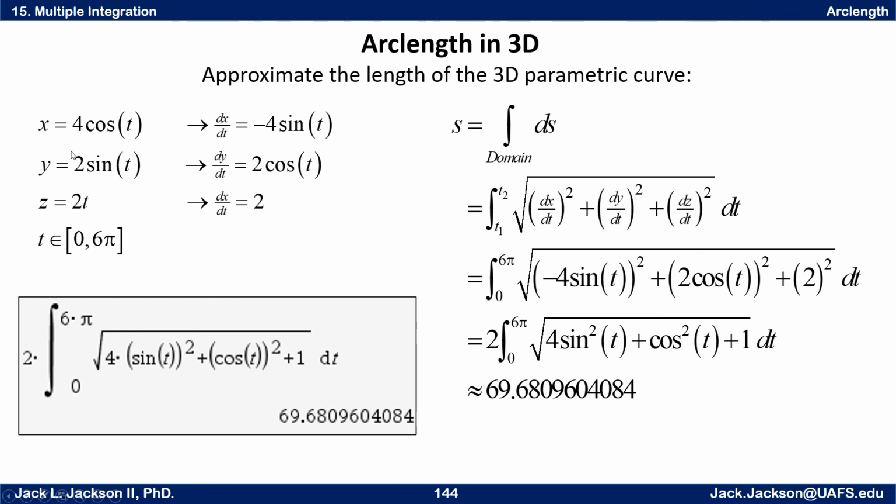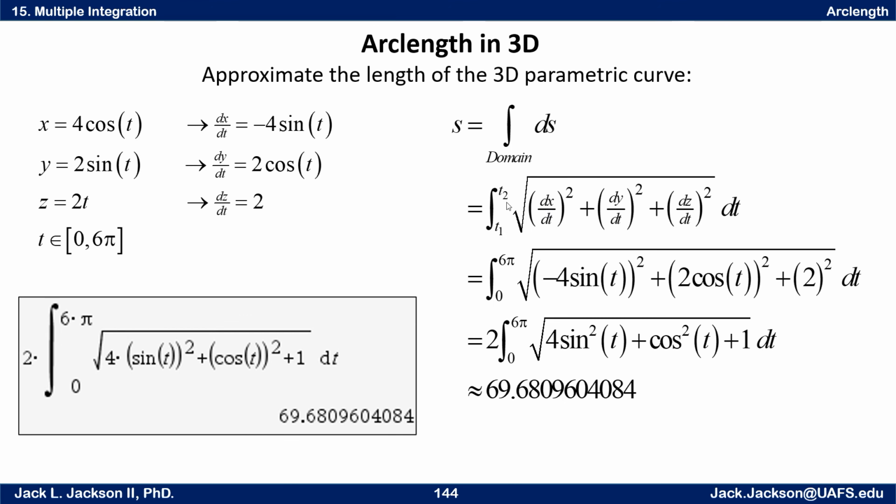So let's look at these derivatives separately up here. x equals 4 cosine of t, so dx over dt is negative 4 sine of t. And the derivative of sine of t is cosine t, so dy over dt is 2 cosine of t. And the derivative of 2t is just 2, so that should say dz over dt is 2. Okay, there we go. Now let's plug in.